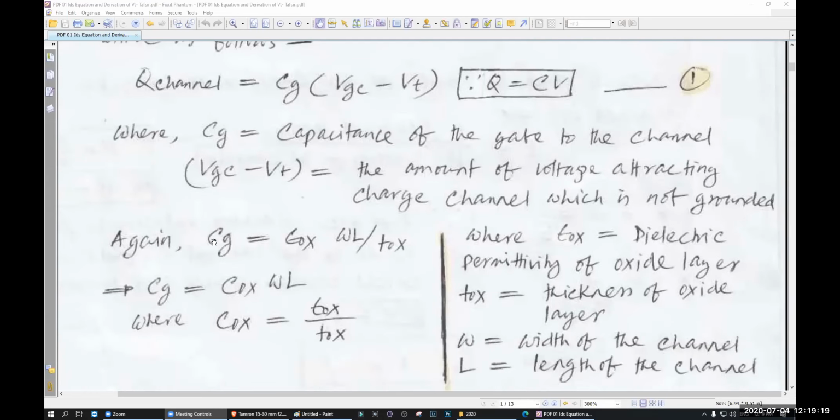Okay. Now again, CG is equal to epsilon OX W L by TOX. Okay, from where we got this formula?